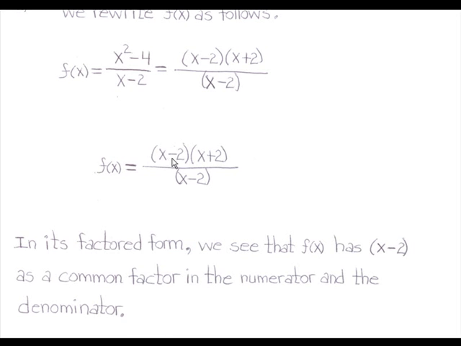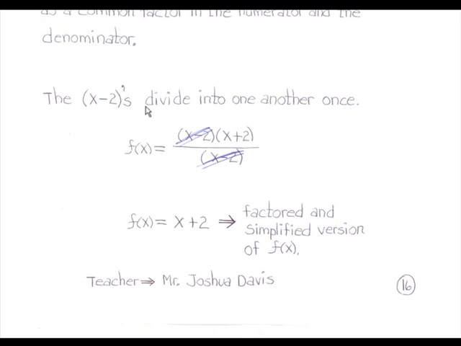Notice I have x minus 2 times x plus 2 in the numerator divided by x minus 2. Directly looking at this, remember these expressions represent a number, so they are common factors. So the x minus 2's divide one another out. Again, the x minus 2's divide into one another once. As is shown here, the common factors of x minus 2 are canceling one another out because they're common factors.